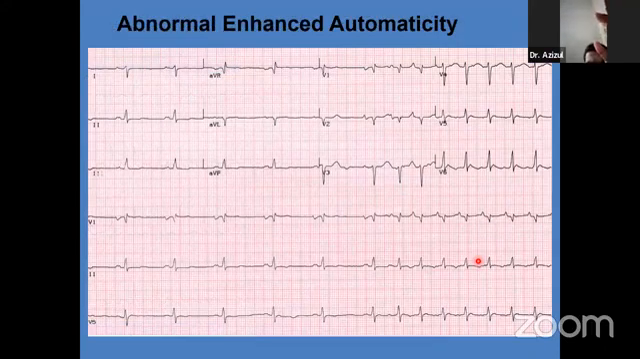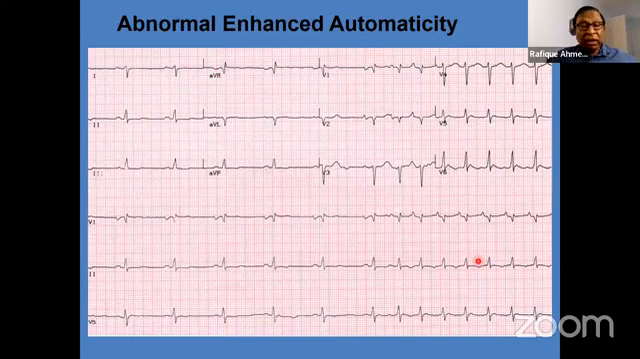Now, this is somebody with sinus rhythm in lead 3, and then suddenly I have a P wave which is different. If you look here, the morphology is different. So this is an atrial tachycardia. In atrial tachycardia, the most common mechanism is enhanced automaticity. Now this one, there's a totally new focus that comes up.